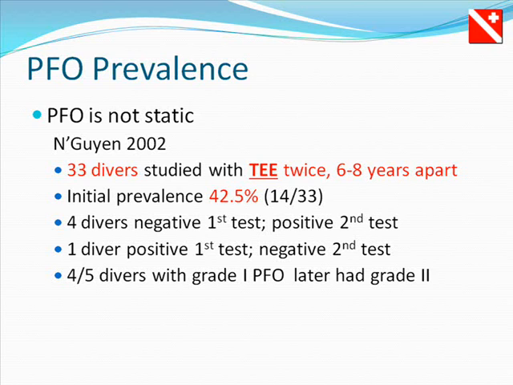And remember, TEE is our gold standard. So, I mean, they failed the very best assessment that could be done. So things had changed for 4 of them. 1 who was positive became negative, and 4 out of 5 that had a small PFO now had a large one. So even if we would decide to screen, it's not to say that what you found today would be there tomorrow. And that's an additional complication.